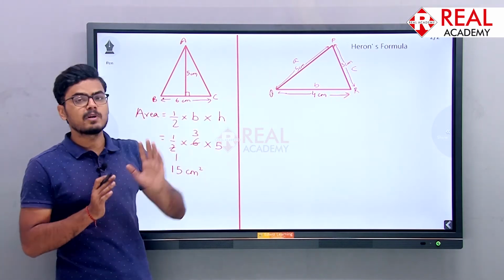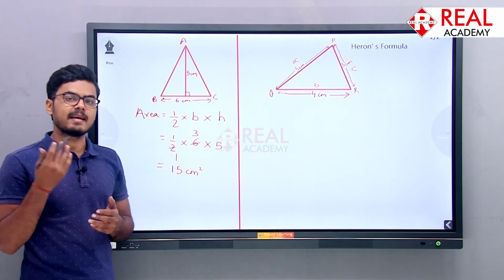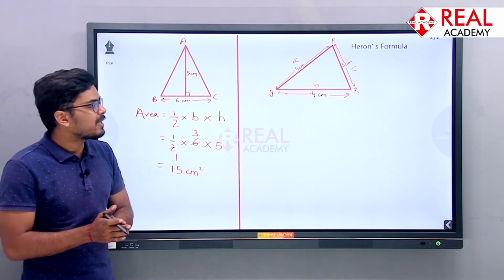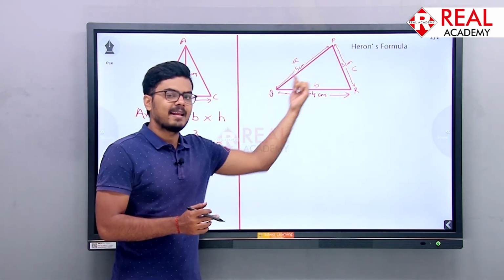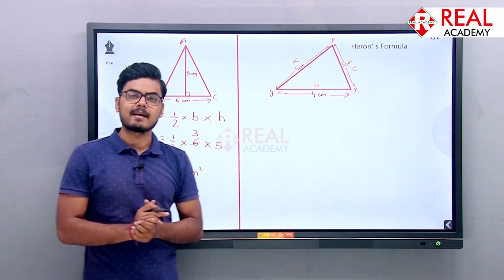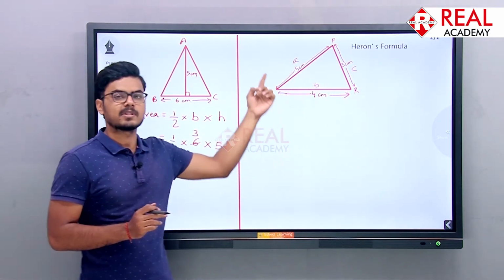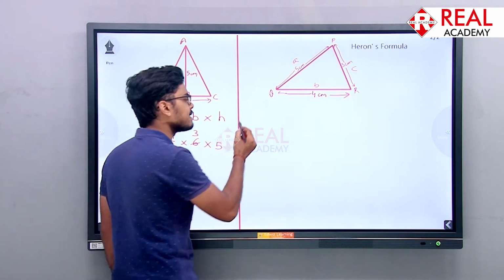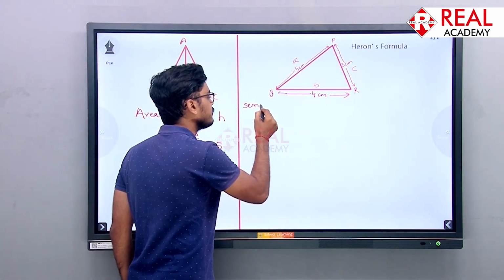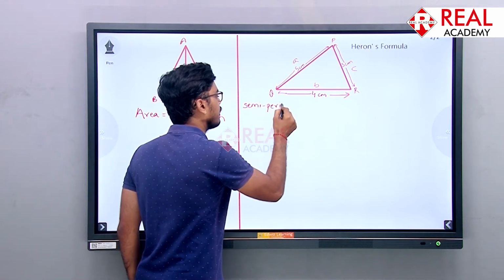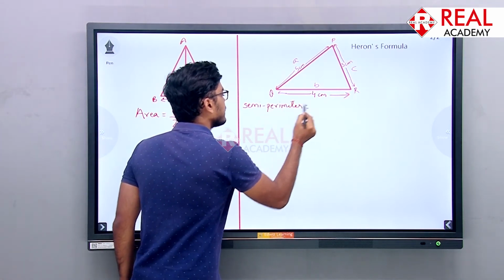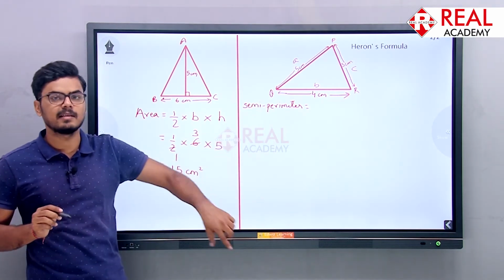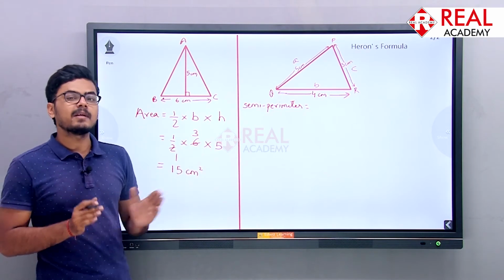But Heron's formula is used when we have to find the area of a triangle when the height of the triangle is not given to us, but we know the lengths of each and every side of the triangle, like it is given here: 3 cm, 4 cm, 5 cm. The first thing that we need to do here is find something called the semi-perimeter. Now this is not the actual formula, this is just something that we are going to use in the formula. So what is the semi-perimeter?